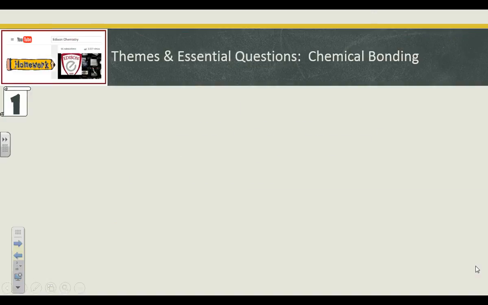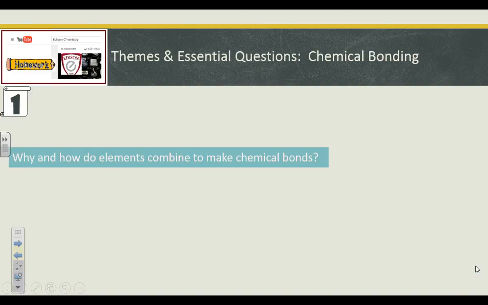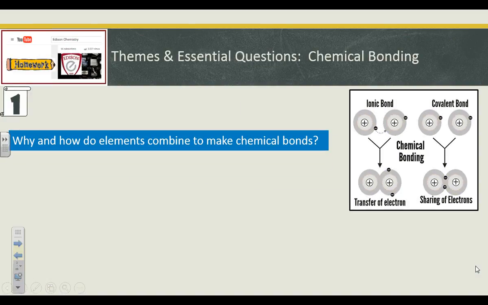So let's hit up our essential questions. First, why and how do elements combine to make chemical bonds? Well, there's a picture telling you there's ionic and covalent. Okay, well, why and how? There's transfer and sharing of electrons, and the why is, why would they bother doing this? We're going to hit that up with our octet rule.